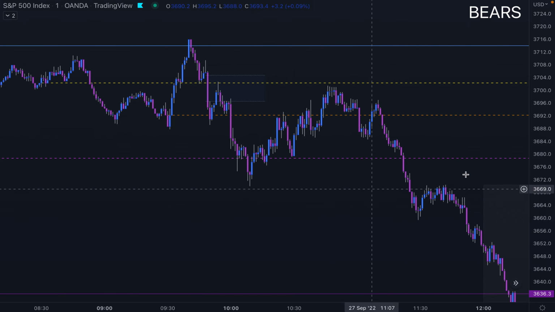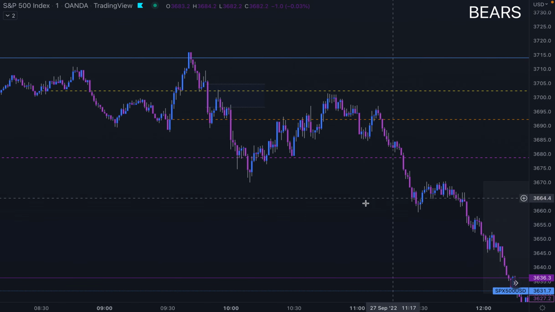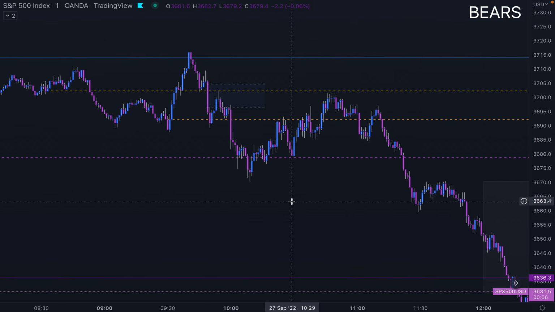Essentially, we had a good daily bias. Overall, really good trade. And this is what I'm looking for the market to repeat consistently.